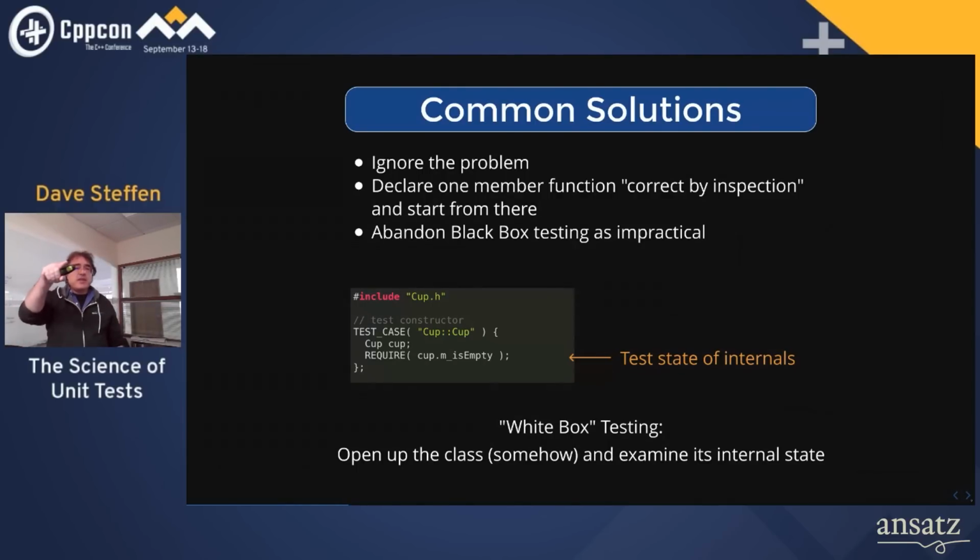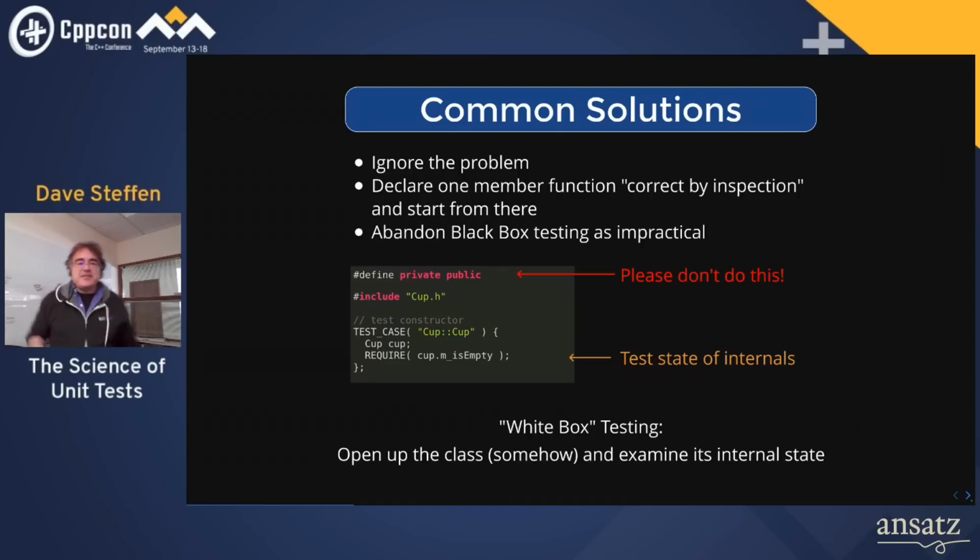Now, what we've got on screen here, of course, won't compile because isEmpty is a private member function, but that's no problem, right? Everyone just does this: define private public, and this compiles, and you can write all your tests. Please don't, all right? Like really, please don't do this. This is formally undefined behavior. I think there's a sentence in the standard that says this is undefined behavior. If your testing scheme involves invoking undefined behavior on the first line, I think we have problems, okay?